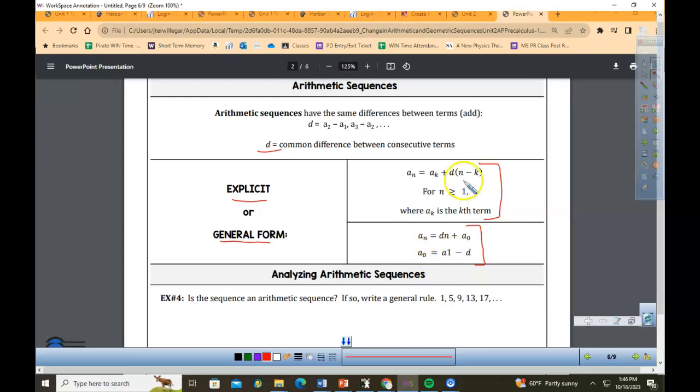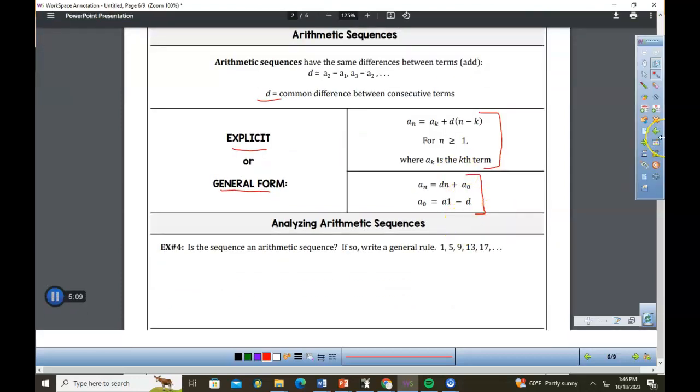It's going to make more sense when we see examples, okay? This is better not to memorize how to do it, but learn what's going on. So is this an arithmetic sequence? Is it going up by a constant each time? Well, it's going up by 4 each time, so yes, it is. The common difference is 4.